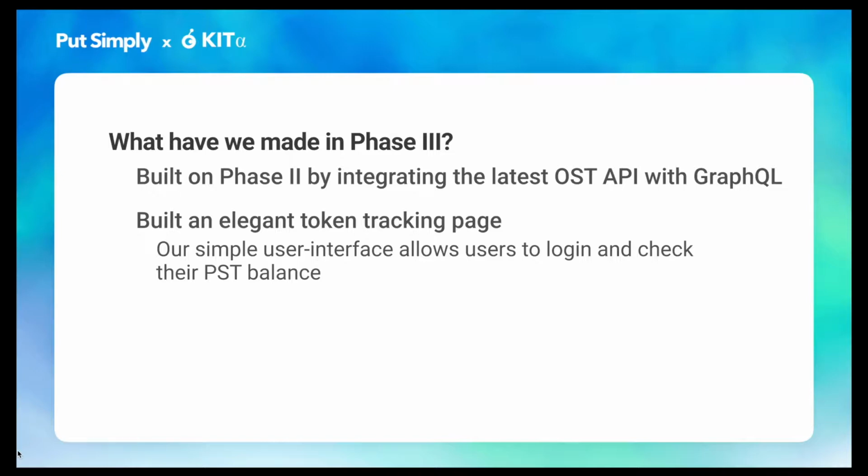We built on our success in phase two by first integrating the latest OST API with GraphQL, and then built an elegant token tracking page to allow users to see their current balances, and not only that, but also be able to donate to other users and see the recent transactions that have added or reduced the amount of tokens in their account. And so at this point, we'll be migrating to the demonstration portion of this presentation. And let's get started.